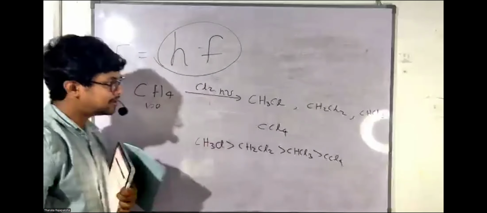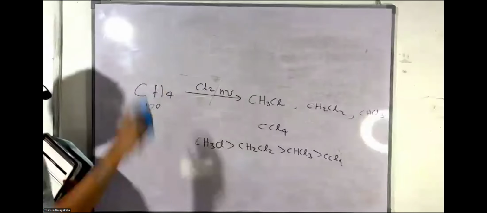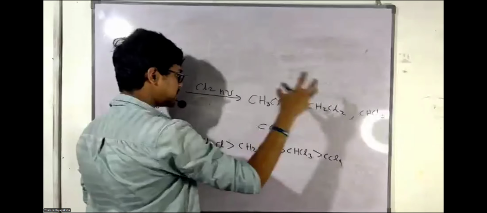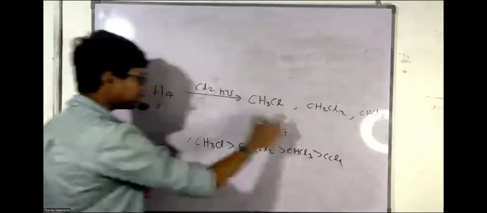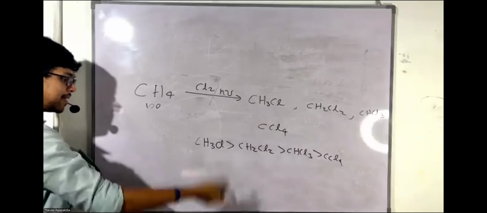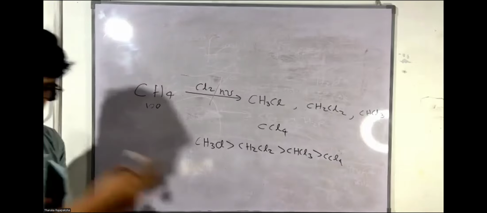So this is what we write here. Cl2, H mu. The products are CH3Cl, CH2Cl2, CHCl3, and CCl4. What's happening is the hydrogen is getting replaced by a chlorine. You remove the hydrogen, you add a chlorine.